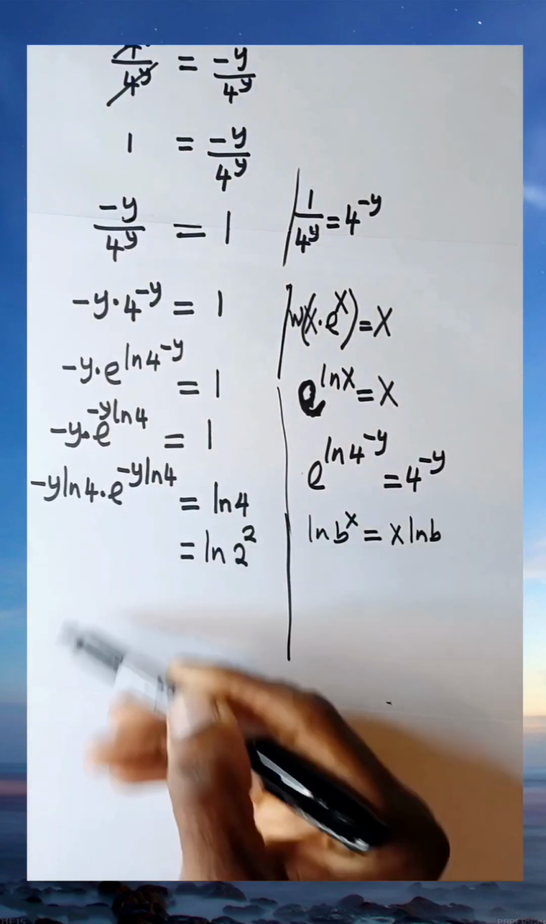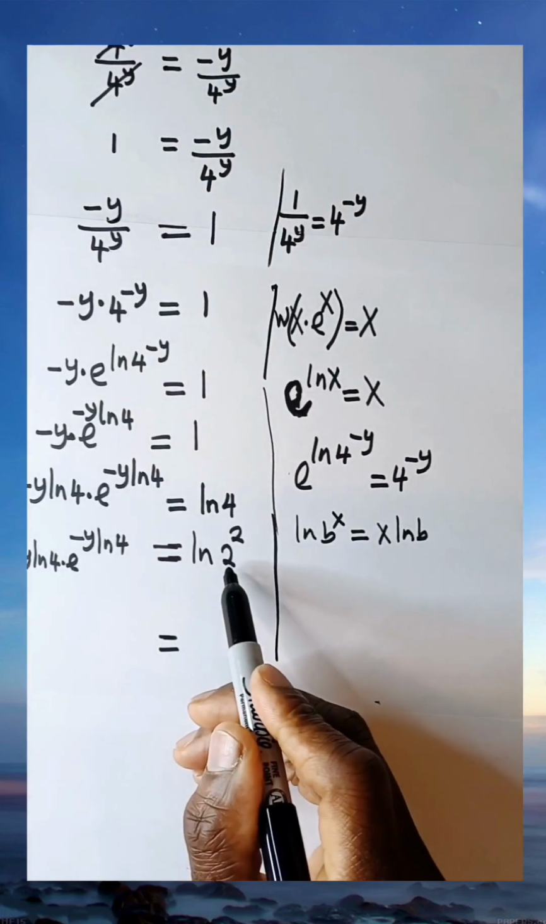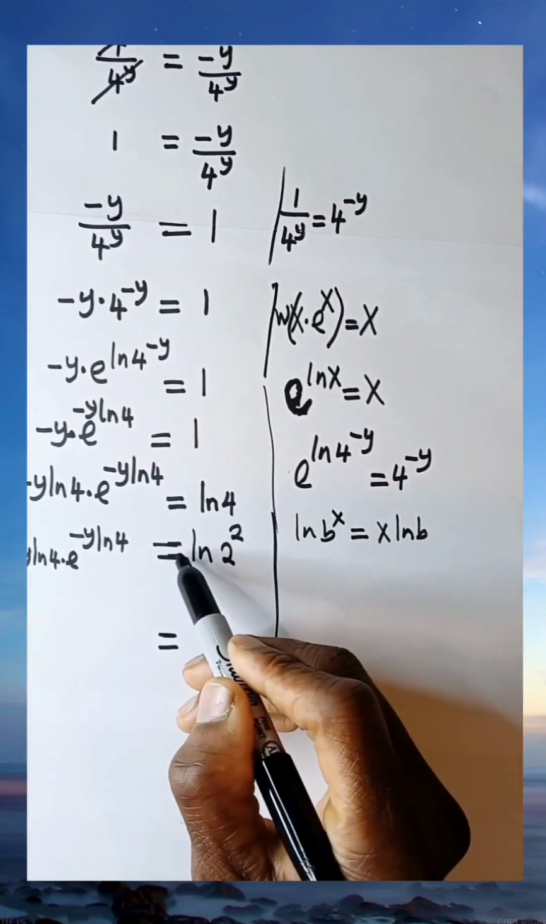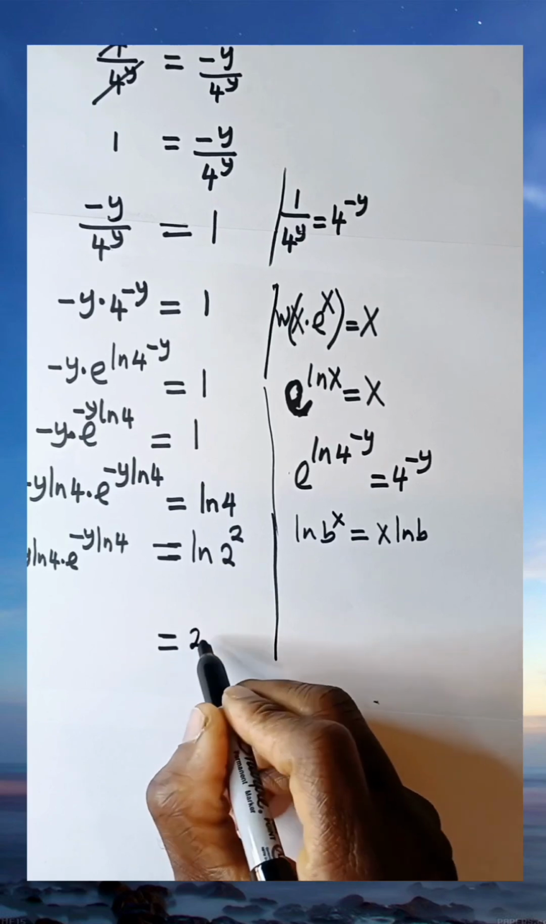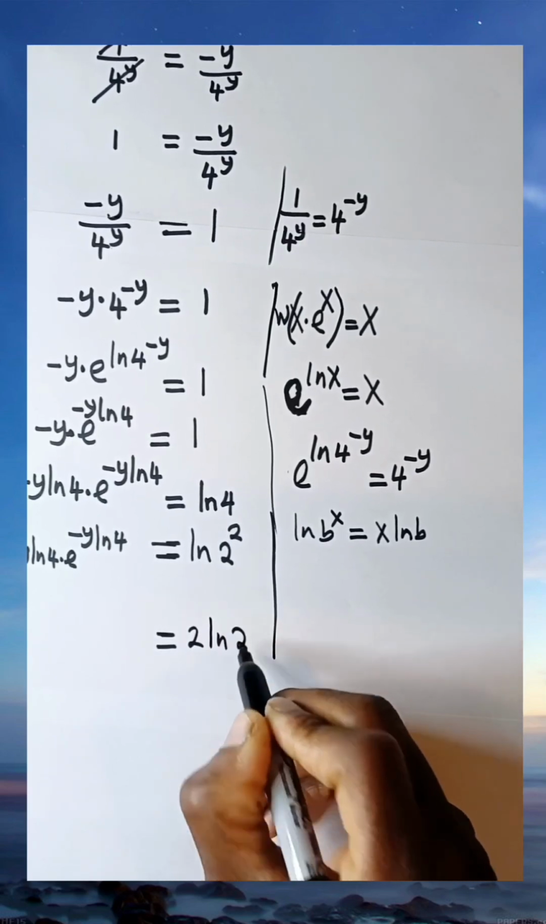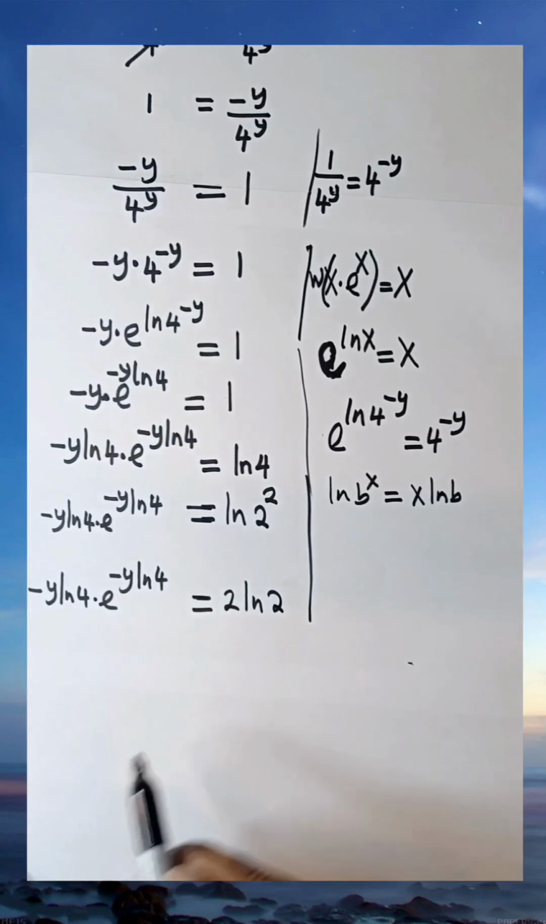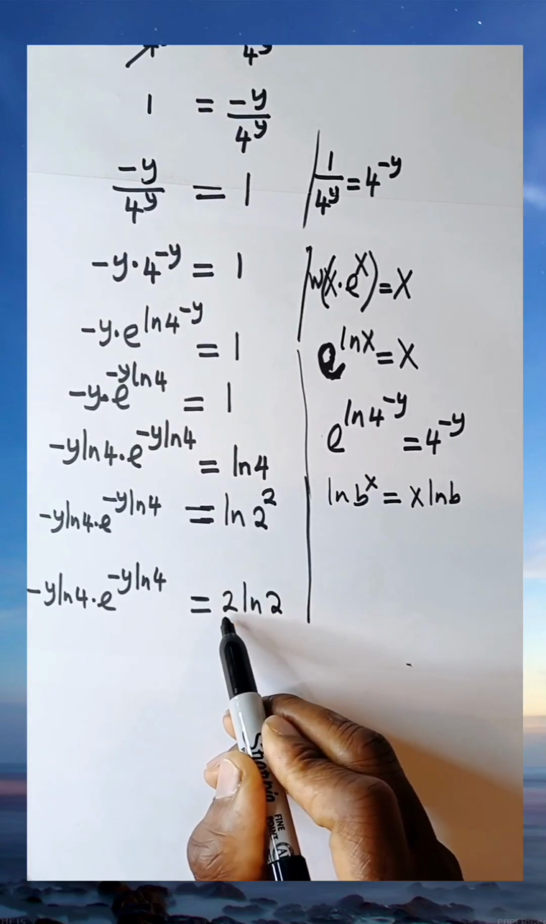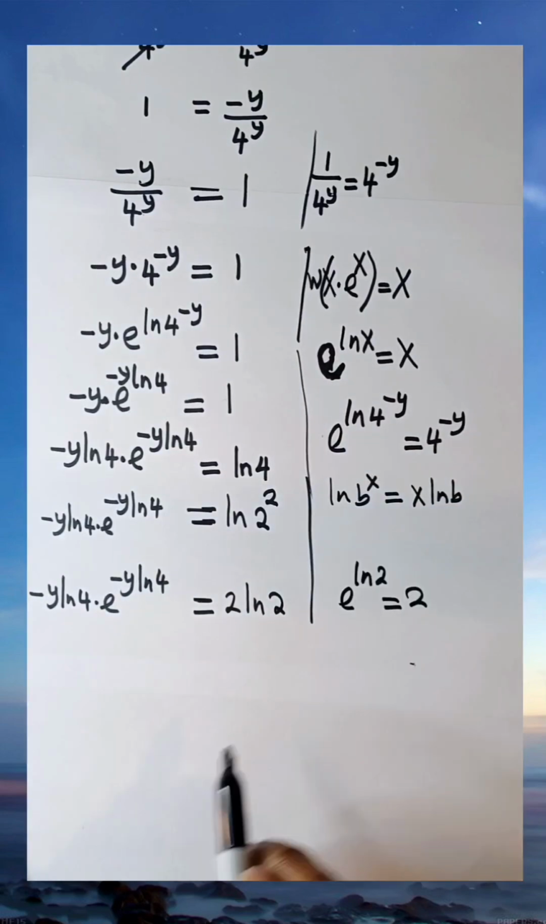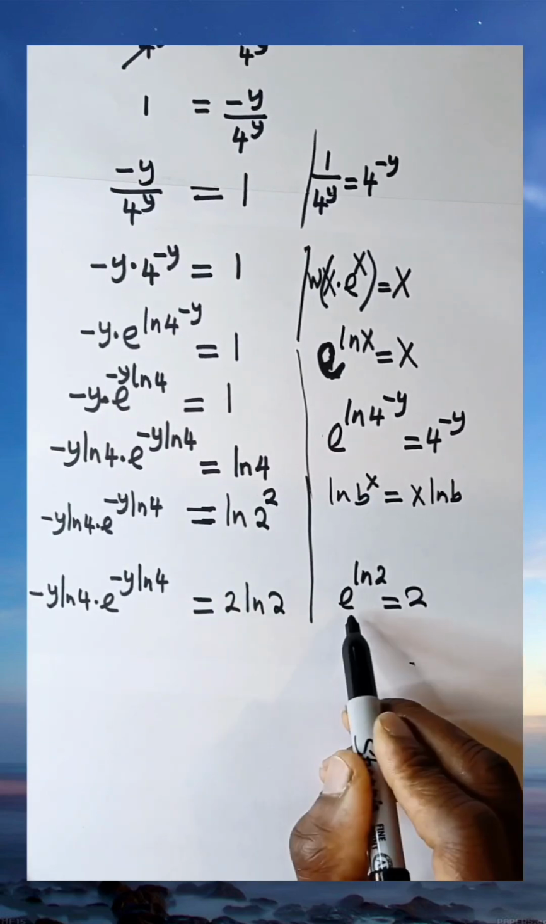We bring down what we have on the left-hand side. On the right-hand side, we are going to bring this power to the back. So we will have 2 times the natural log of 2. Then we bring down what we have on the left hand side. Now let us rewrite these two using this format. We are going to represent 2 with this expression.